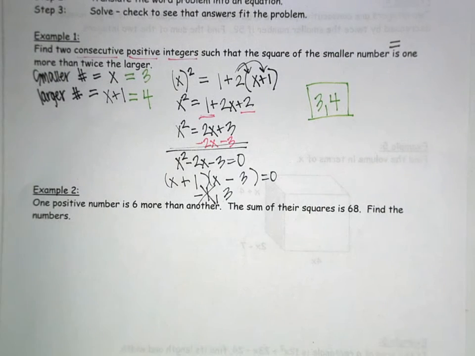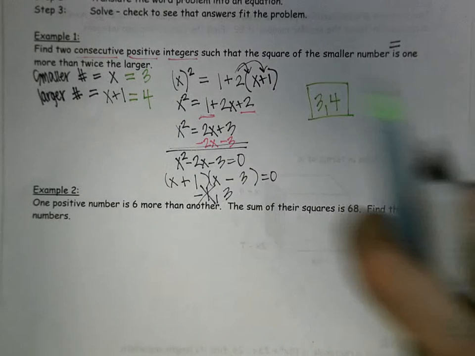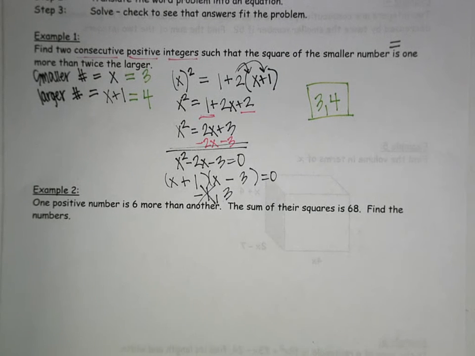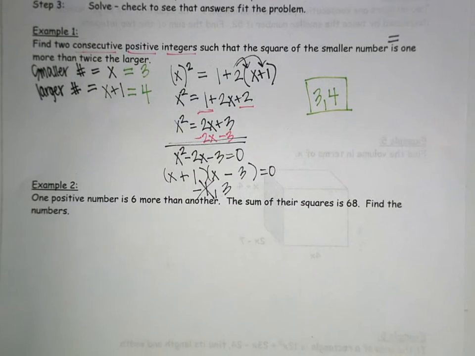You can write 3 comma 4, or 3 and 4, you can write out the word, or you can just write the symbol for and. But make sure you actually answer the entire question. It's not just asking you to find x. Now you actually have to plug things back in to make sure that it makes sense.